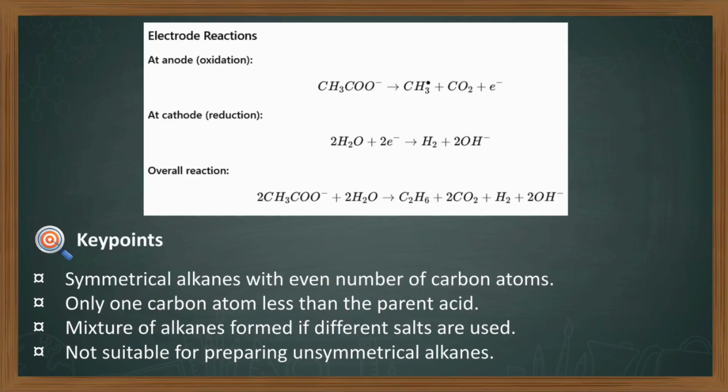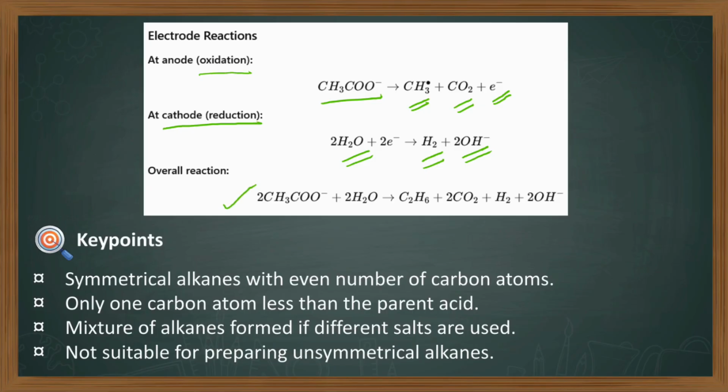As we know already, for an electrolytic process we need to have an anode and a cathode. At the anode, normally oxidation takes place. Oxidation of the carboxylate ion gives a methyl radical, and CO2 escapes along with the production of an electron. Now at the cathode, the water we have taken for the electrolysis process undergoes reduction to produce hydrogen and hydroxyl. By combining and balancing the reactions, we get the final reaction as shown here.